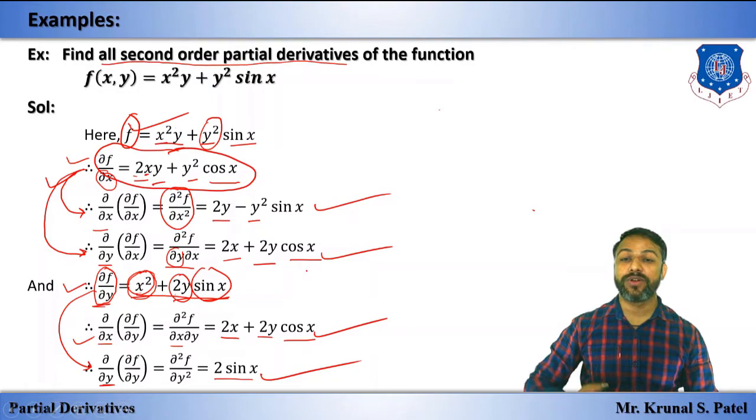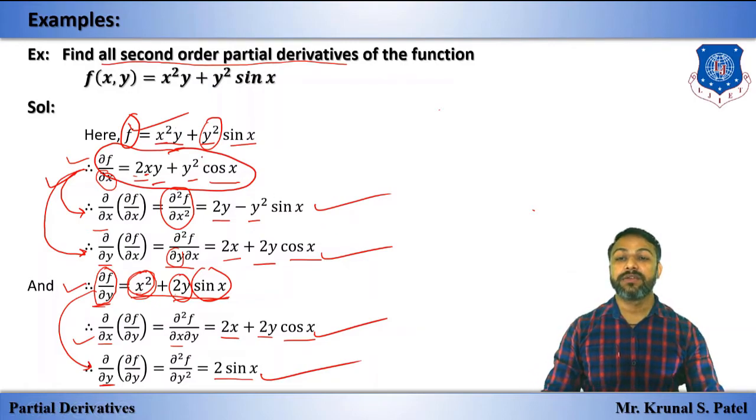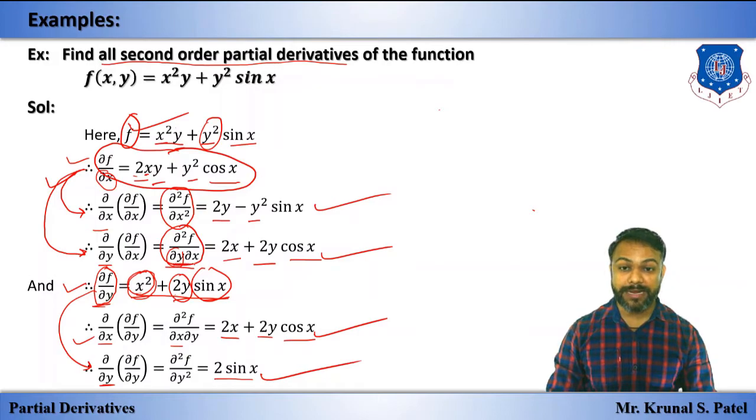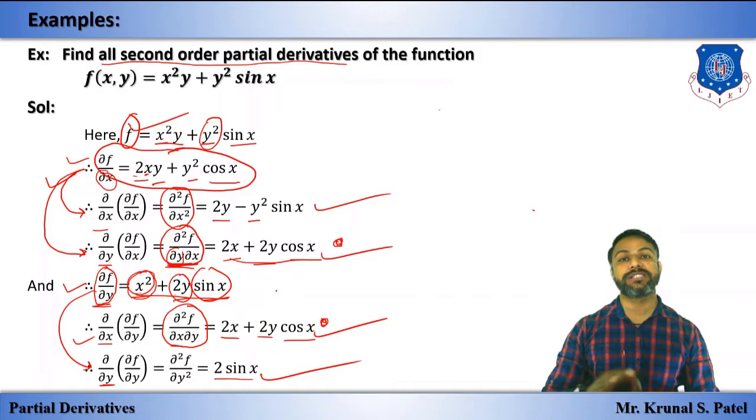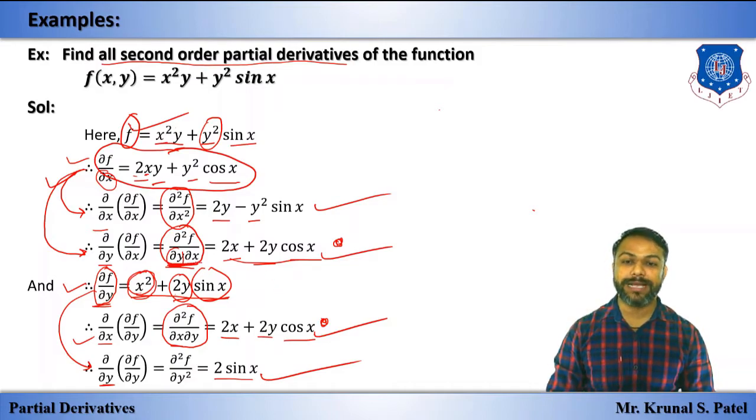And you can see one more thing here, that first we differentiate with respect to x, then with respect to y, so we get del square f by del y del x. Pay attention here, del square f by del y del x, 2x plus 2y plus cos x. Same way when we differentiate with respect to y first then x, we will get del square f by del x del y. So in these two terms, we just change the order. First differentiate with respect to x, then y, and here y, then x. But the answer is always the same.